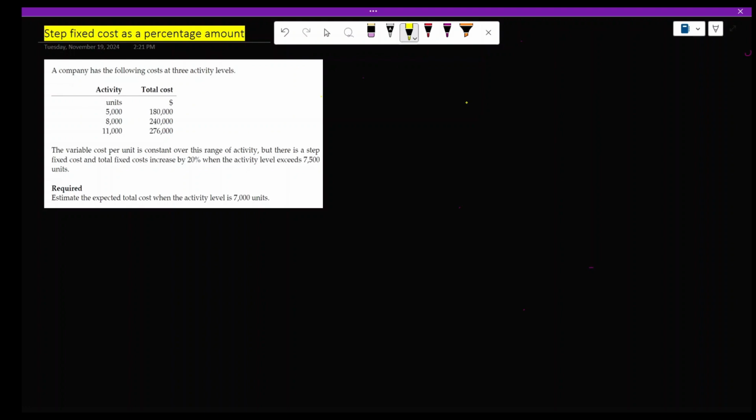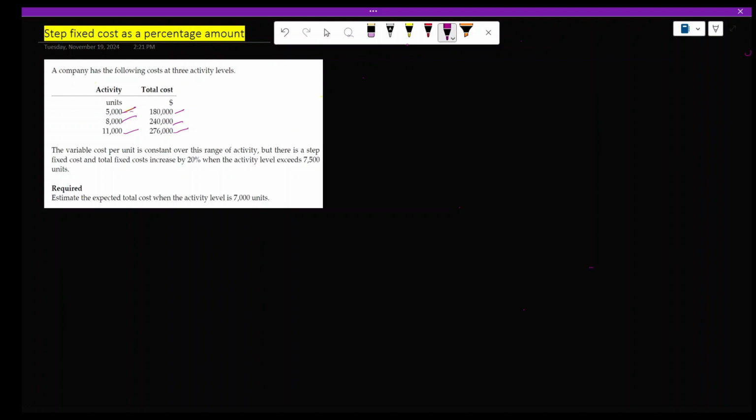The company has the following costs at three levels. We have 5,000, 8,000, and 11,000 units, and the associated total cost. Now, the variable cost per unit is constant over this range of activity, but there is a step fixed cost and total fixed cost increases by 20% when the activity level exceeds 7,500 units. Required: estimate the expected total cost when the activity level is 7,000.